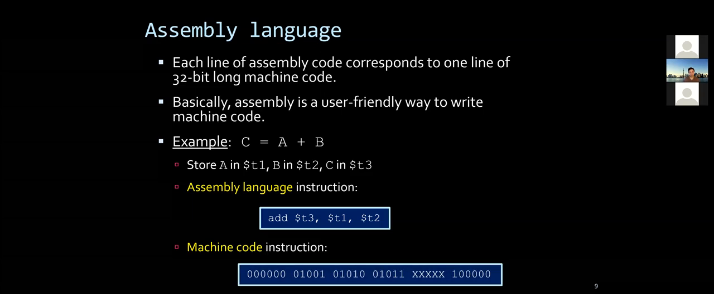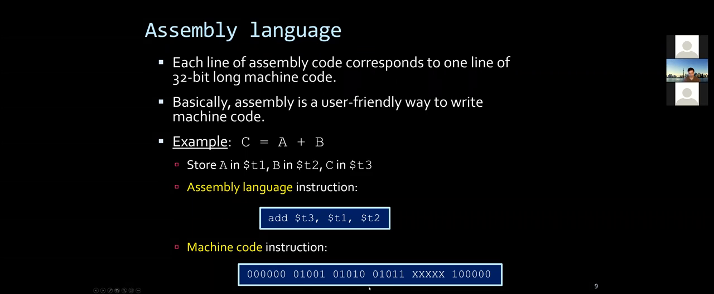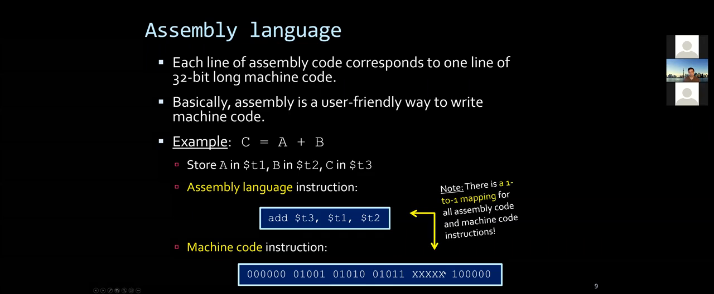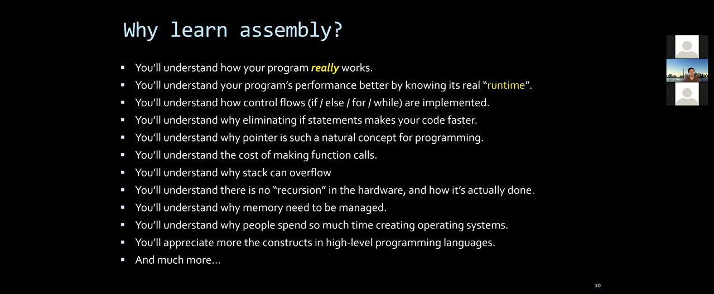Okay. So what's the difference between the assembly and the machine code, you can ask? Well, the machine code looks like this, right? And this is how the assembly looks like. You can imagine it is much more convenient for humans to write in this form than in this form. There is a 1-1 mapping in this case for all assembly code and machine code instructions.